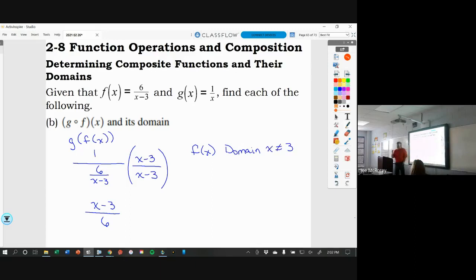Because we're using the f function first, we must state that that is part of the domain of the composition. So the domain of this thing is x cannot be 3. So that would mean the domain is -infinity to 3 union 3 to infinity. And we're done with this problem. Questions, comments?